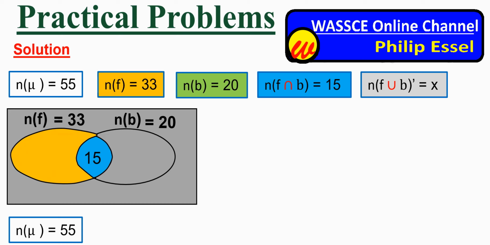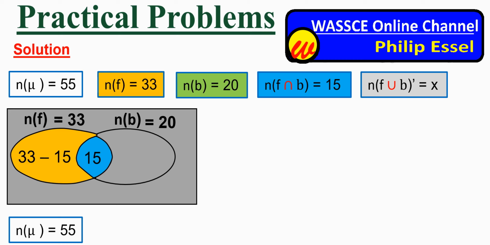First, we know the whole circle representing Fufu is 33 people or 33 students. So if we cut the blue region from the 33 people, which is 15, what will we get? We'll get 33 minus 15 to be the yellow region. And of course, 33 minus 15 is 18. So we'll write 18 at that yellow region.